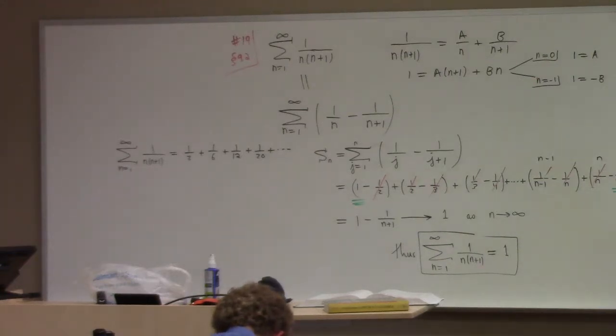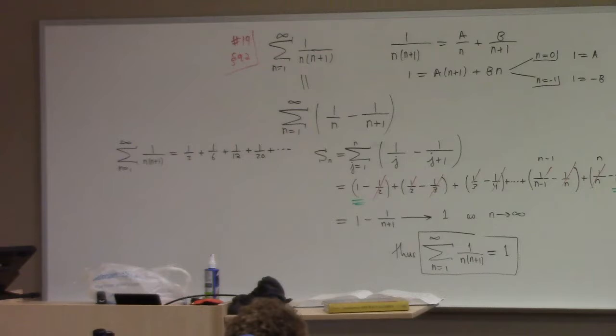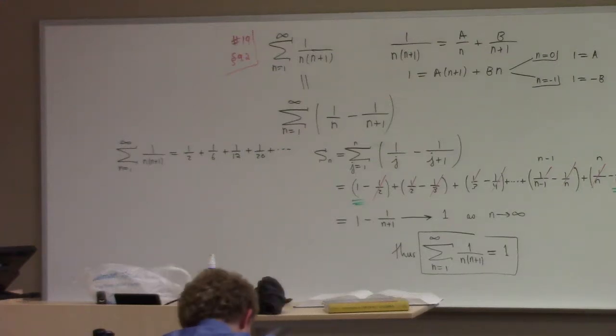So direct comparison is something like this. If A sub n is less than or equal to B sub n, and the sum of A sub n diverges, then the sum of B sub n does what?